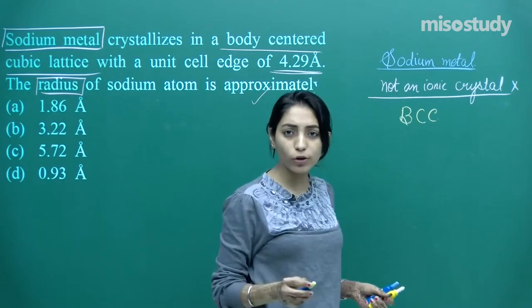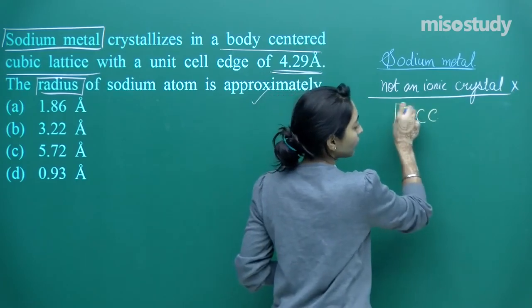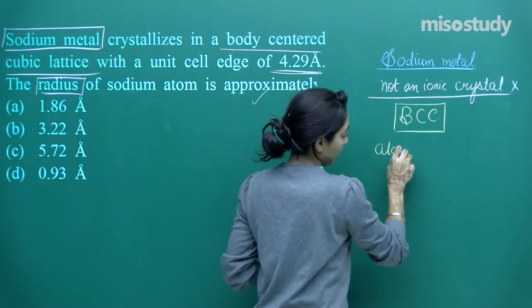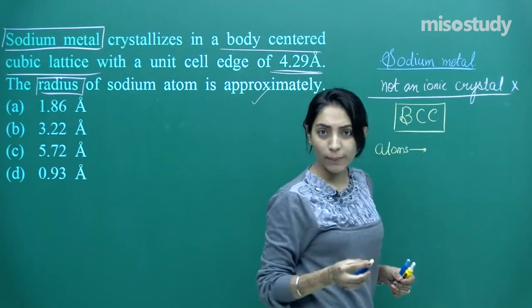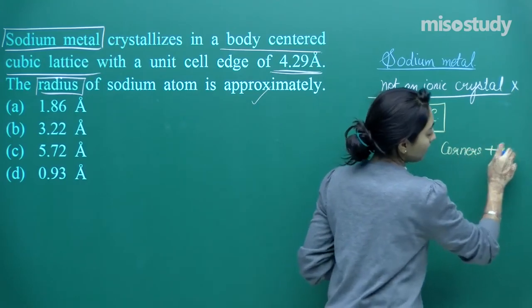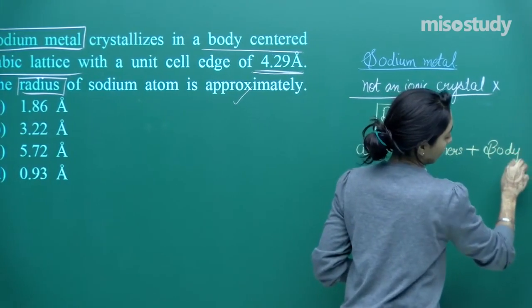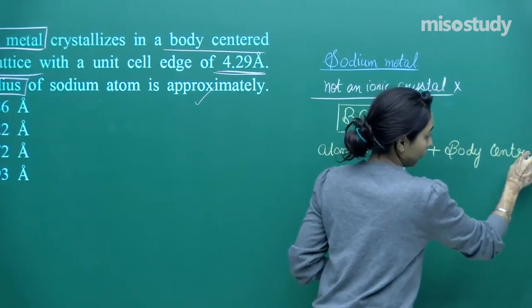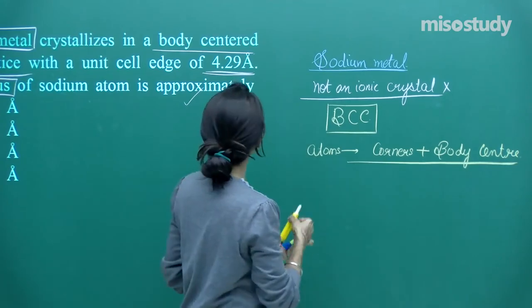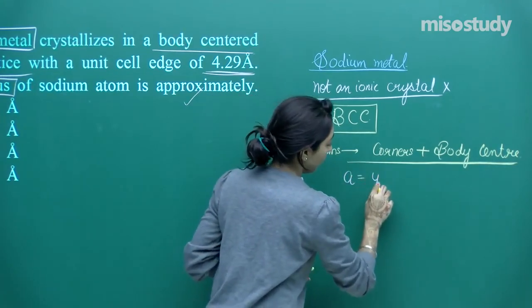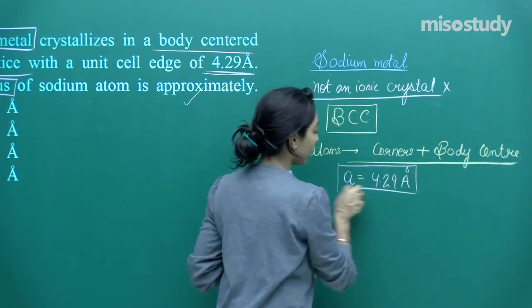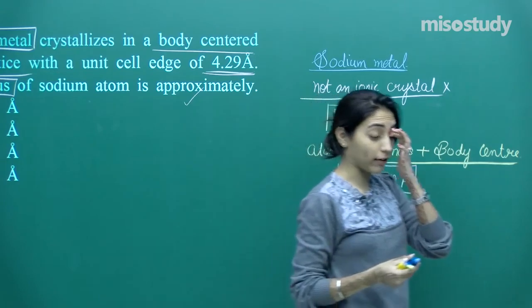The other point is that it is a body centered cubic unit cell. What is a body centered cubic unit cell? In the case of a body centered cubic unit cell, the atoms are present at the corners, plus one atom is also present at the center of the body. And he has also given us that the edge length is 4.29 angstrom. We simply need to find out the radius of the sodium atom.